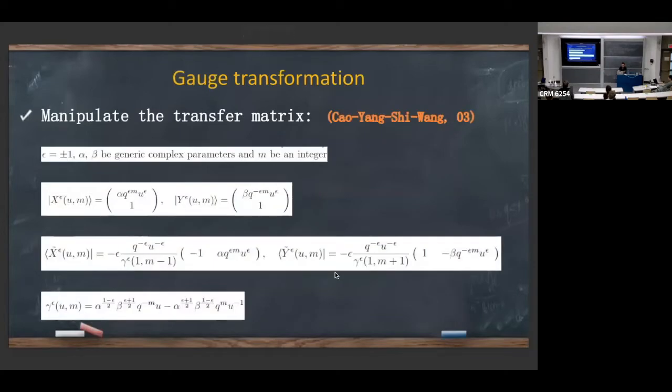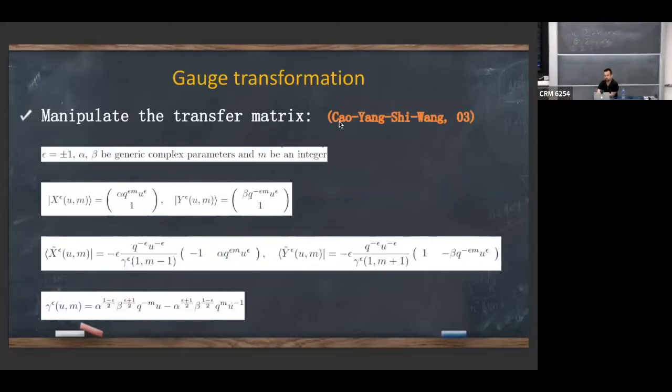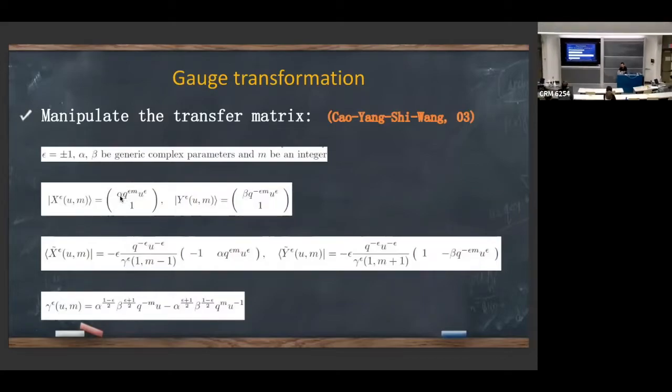How can we overcome this problem? The idea is to use the so-called gauge transformation, which was introduced by Cao, Yang, Shi, and Wang in 2003. It's very similar to the way we can solve the XYZ spin chain. So the idea is the following. We introduce two vectors that we call X and Y. This epsilon is a parameter that can be plus or minus 1. There is also this parameter M that we call a dynamical parameter, and we have two constants, alpha and beta.